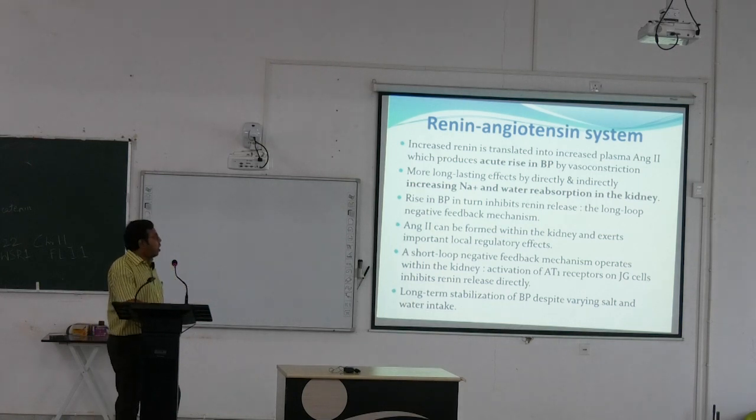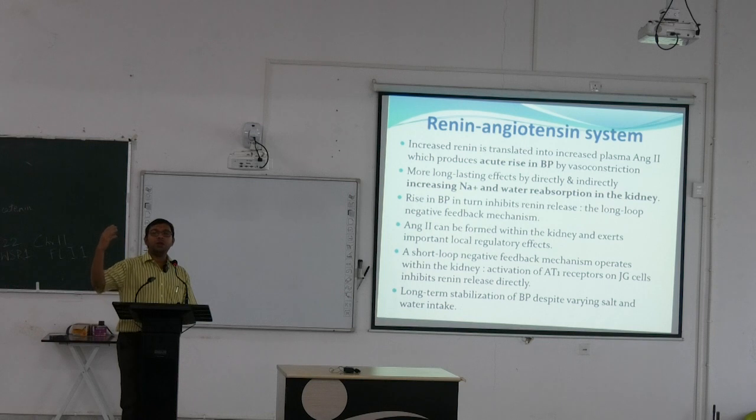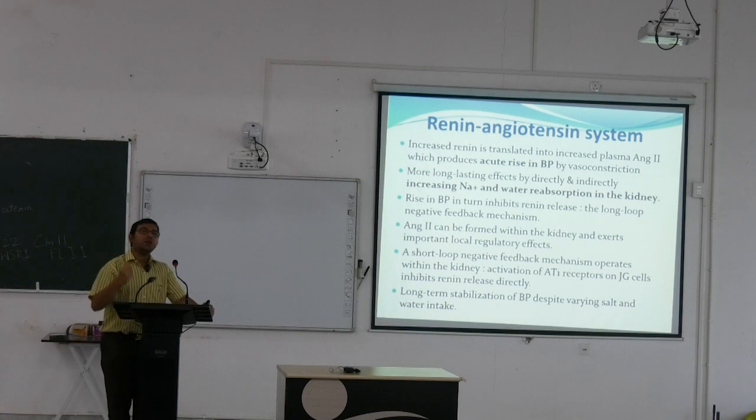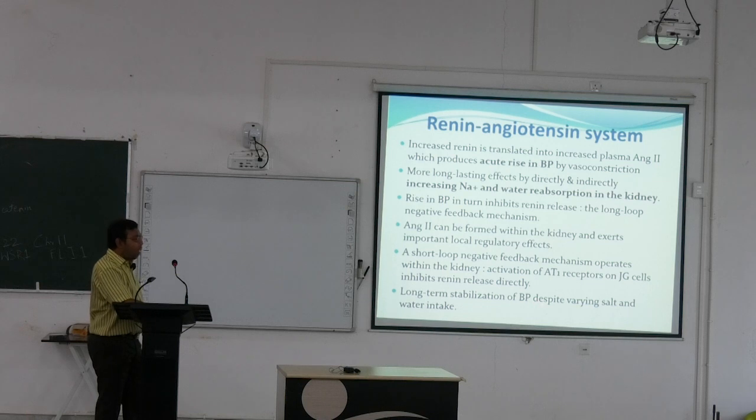Ultimately, it checks. Angiotensin 2 can be formed within the kidney and exerts important local regulatory effects. There is another short loop negative feedback mechanism within the kidney. Activation of the angiotensin receptors on juxtaglomerular cells inhibits renin release directly. That is, whenever there is increased renin or increased angiotensin 2, that will increase the blood pressure, and if it is physiological, ultimately that will inhibit renin release, inhibit angiotensin converting enzyme release, and inhibit angiotensin 2 formation. It is physiological. Long-term stabilization of the blood pressure happens despite varying salt and water intake in our body.